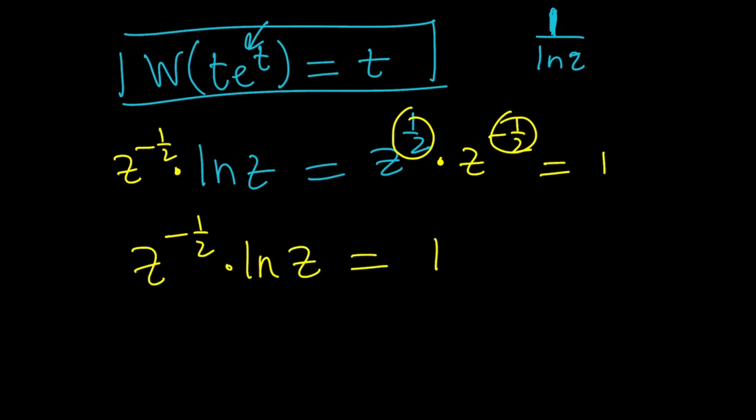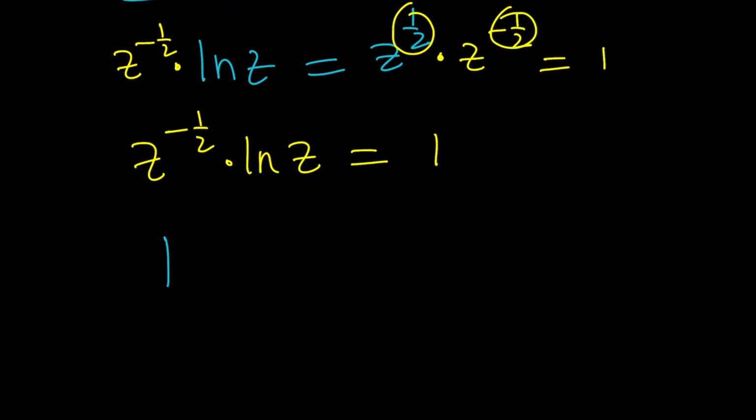Now, whenever you have something like z times ln z, it can be turned into t e to the t with a little bit of substitution. But this one is a little different because we don't have z inside the ln. So the argument for the ln is not z to the power negative 1/2. Wait a minute, we can make that.